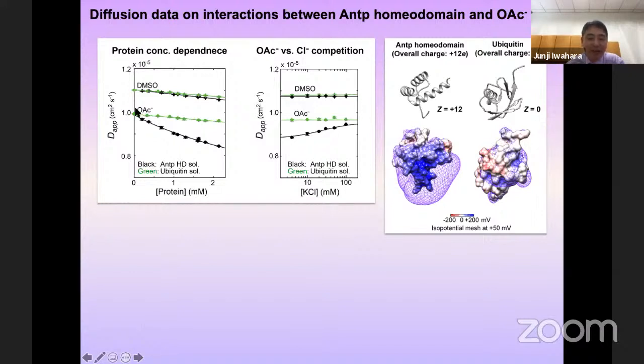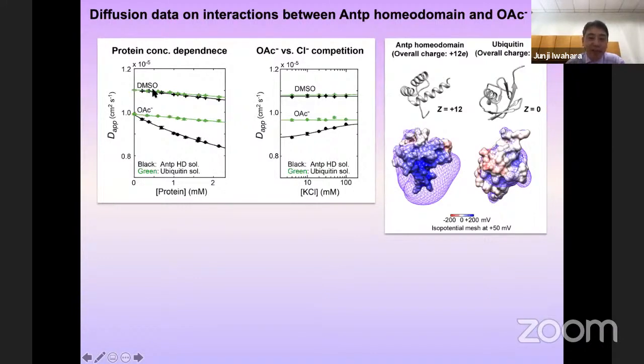So this difference is much smaller than what we observed for DNA solutions, reflecting weaker interactions. Of course, DNA's charge is much larger than a protein's charge, so the impact is smaller. But when we did ion competition experiments, adding KCl, the diffusion of acetate became larger. So this assures us that what we see here is really due to ion-protein interactions.